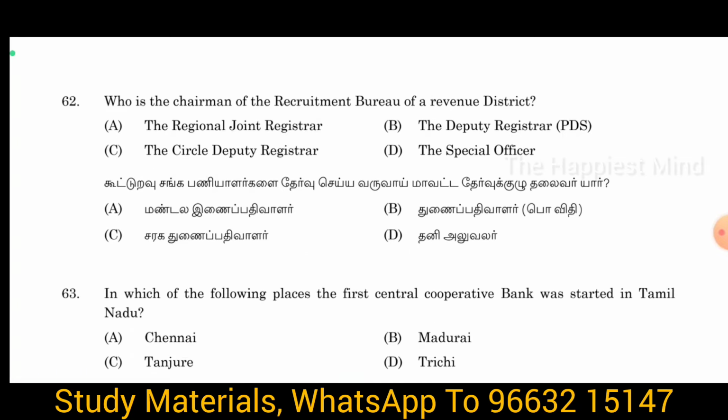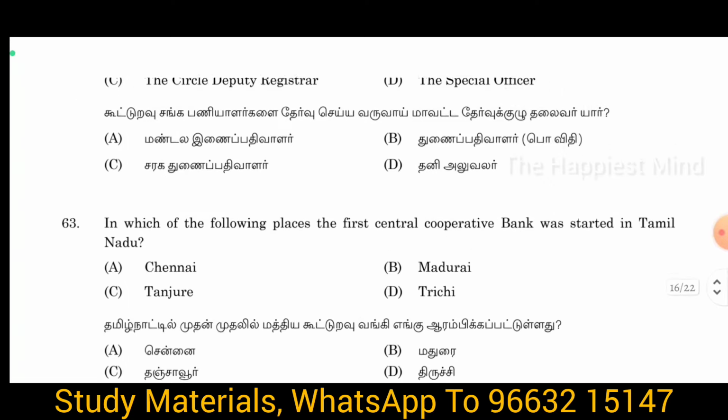Question 62. Who is the chairman of the recruitment bureau of a revenue district? Answer is option A, the regional joint registrar. So, the regional joint registrar is the chairman of the recruitment bureau of a revenue district.